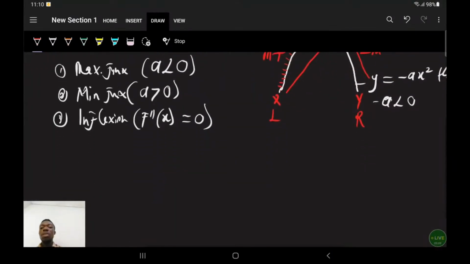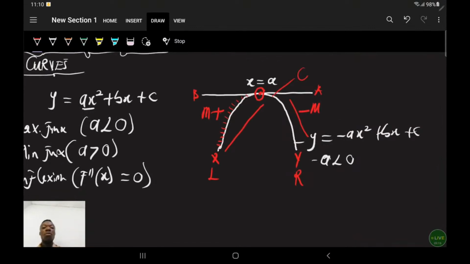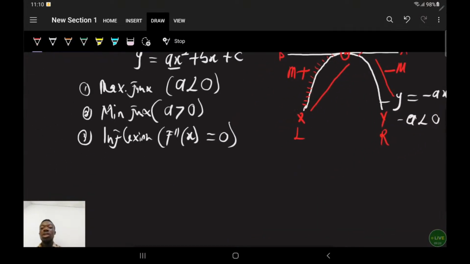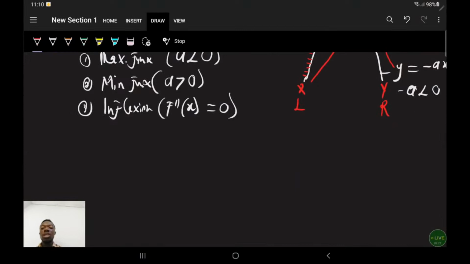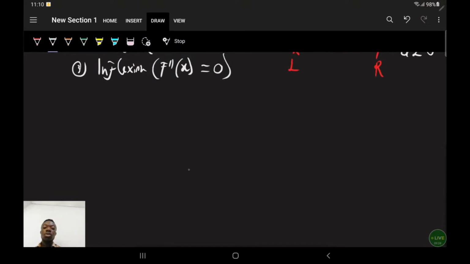When it comes to the minimum curve, it is actually the opposite. The maximum curve we can also call a converse curve. So let's get back to the minimum function. You're going to have your straight line like this, where you have x equal to a. This is your gradient line, and the curve is sitting on the gradient line. At this point, you can call it the turning point, or the point of tangency. I hope that is clear.